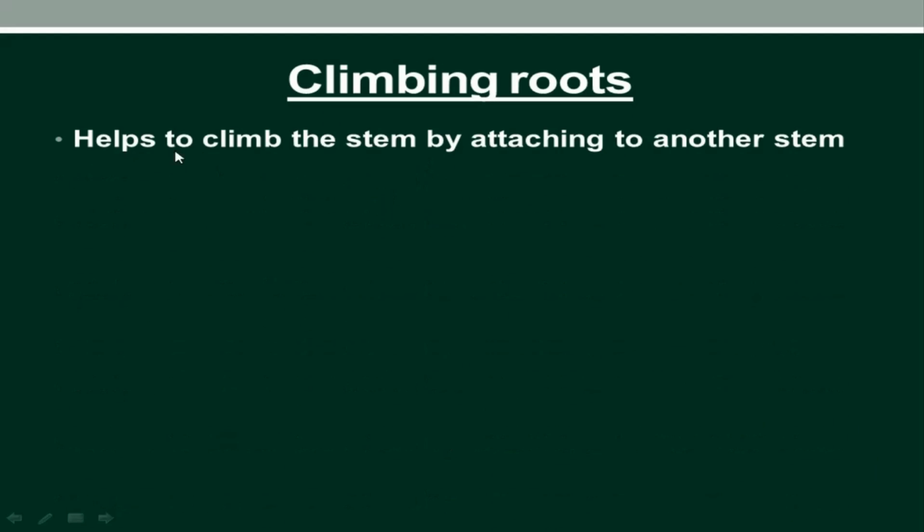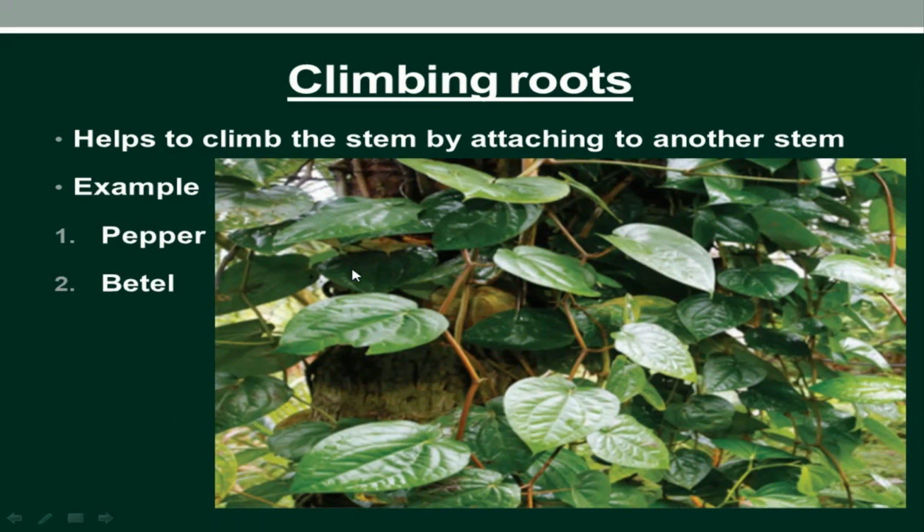Then we will discuss climbing roots. Climbing roots help to climb by attaching to another stem. Examples of climbing roots are pepper and betel. These are some plants which bear climbing roots. Now we have learned about prop roots, stilt roots, aerial roots, and climbing roots, right?